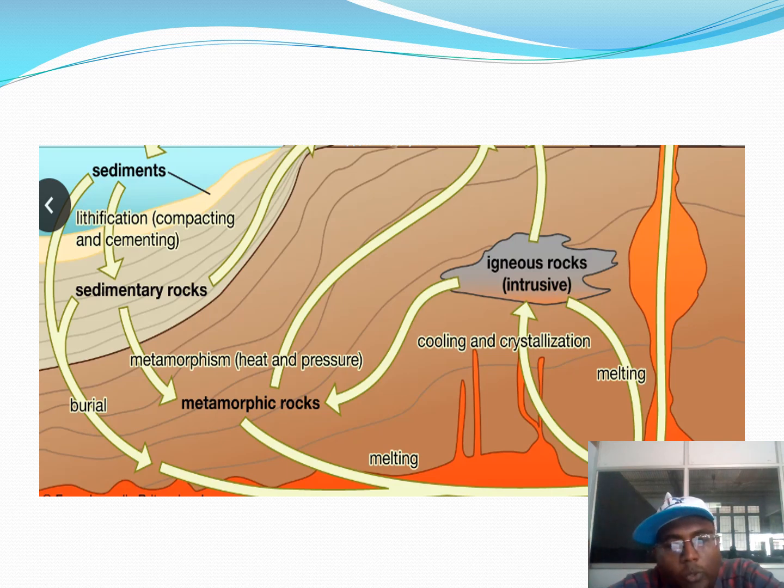This image shows how metamorphic rock is generated. Sedimentary rock will undergo metamorphism. It is nothing but the presence of heat and pressure. The entire sedimentary rock will be converted into metamorphic rock.